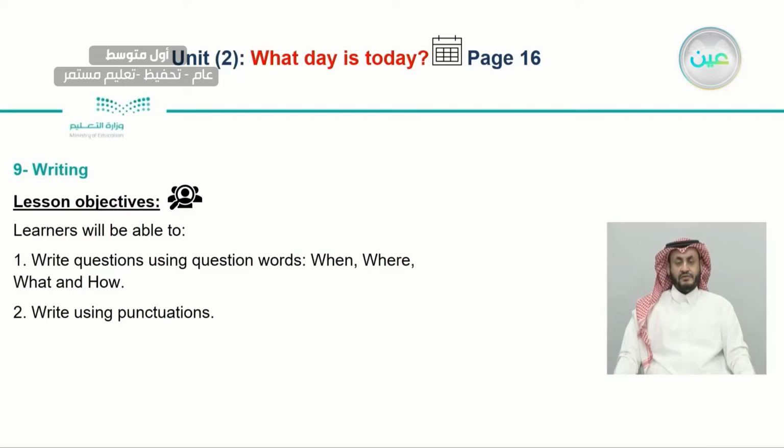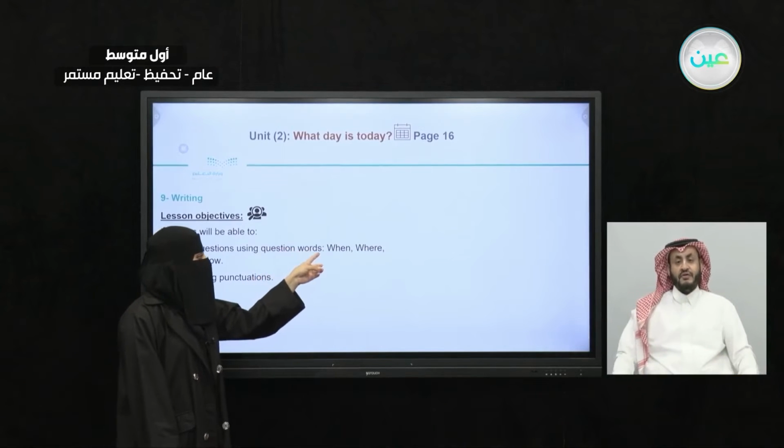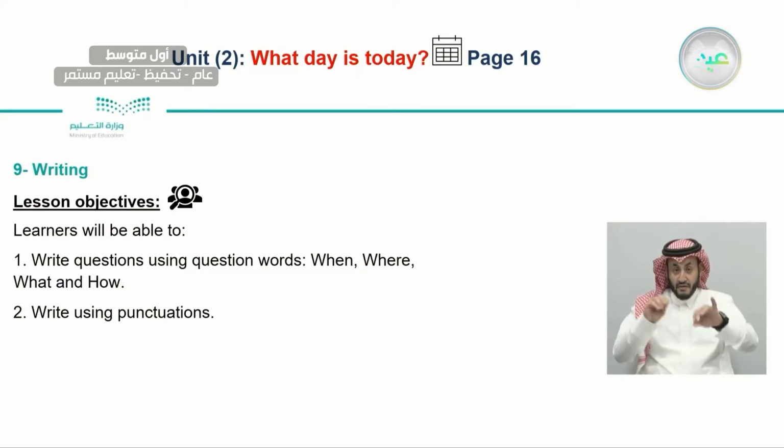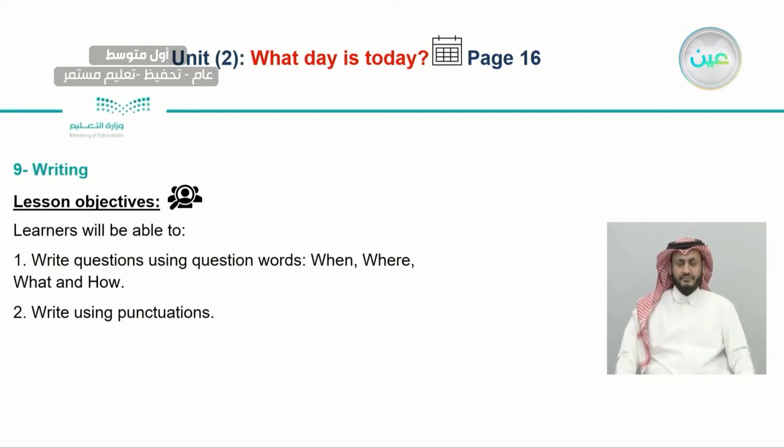What day is today? Page 16. Make sure your book is open. Our lesson objectives of today: you will be able to write questions using question words such as when, where, what, and how. And I'm sure my knowledgeable boys and girls, you know which question word suits the information that we are talking about. Do you remember when we use when? When? Good job. For time, when we ask about time.